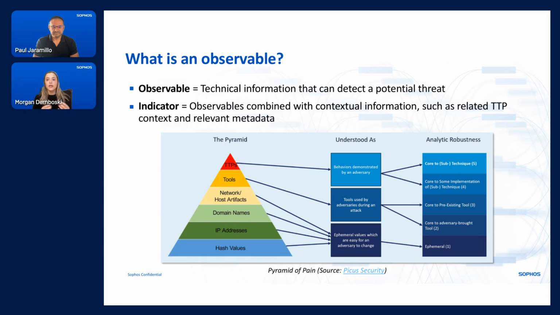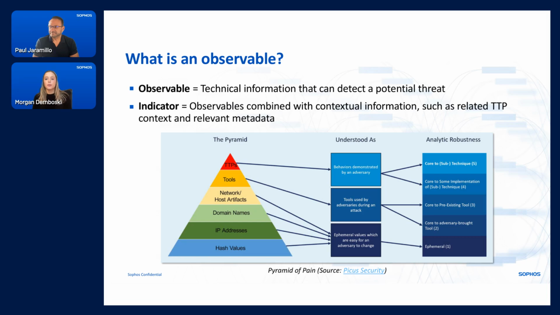And observable is often used synonymously with the phrase indicators of compromise, or IOCs, which technically are observables, but observables plus. They're combined with contextual information, such as related TTP context and relevant metadata. So instead of just a URL, which would be an observable, it's a URL that's used in a phishing campaign to drop a malicious installer file. So it's got that added context around it.